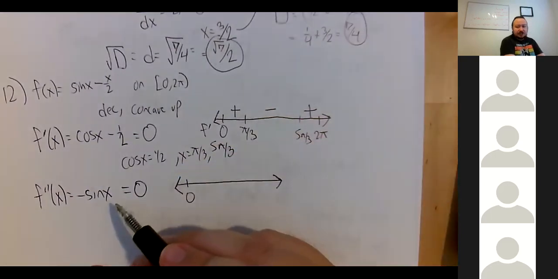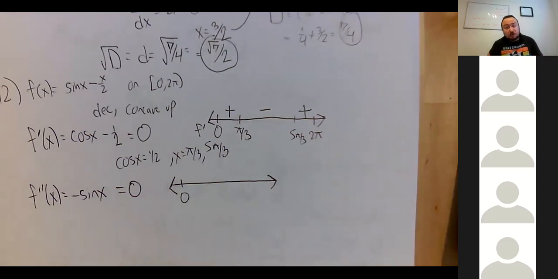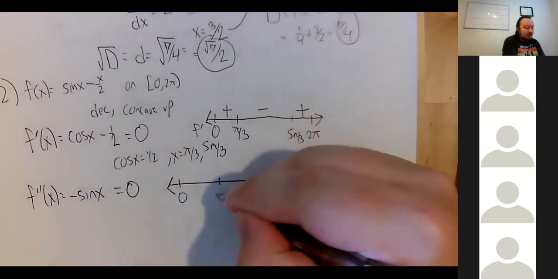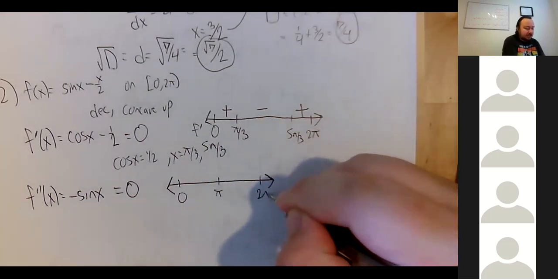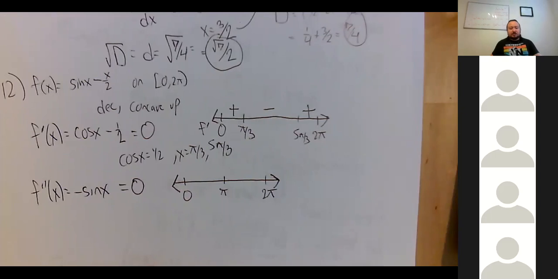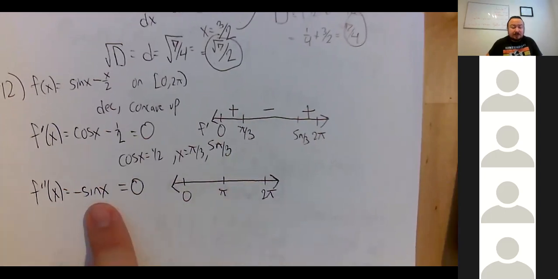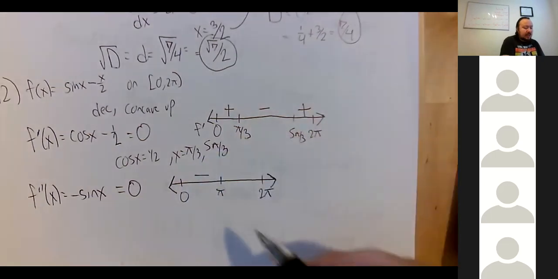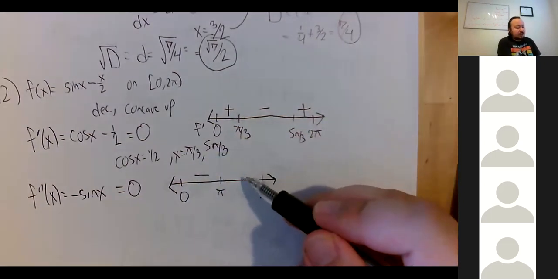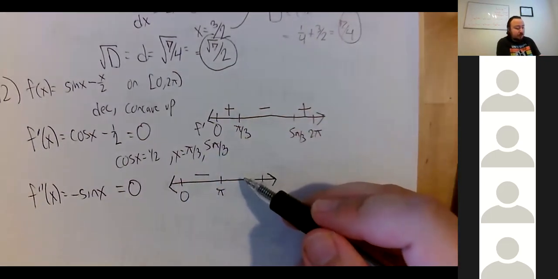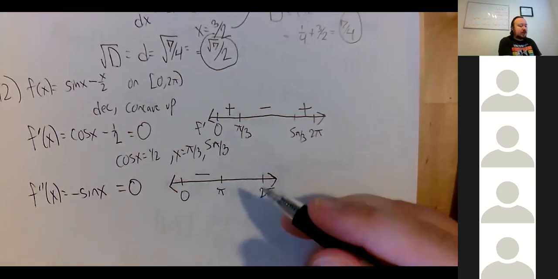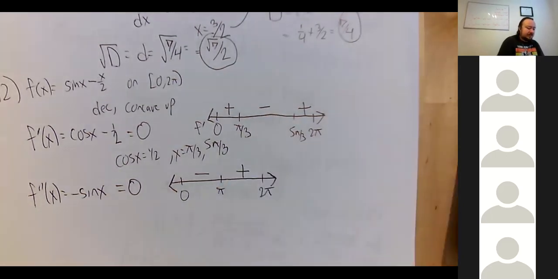So sine is equal to 0 at whole number multiples of pi. So 0, pi, and 2 pi. And we were already going to include 0 and 2 pi because those are our boundaries here. Now if I plug in something in this region, like say pi over 2, negative sine of pi over 2 is negative 1, so you have negative. And then afterwards, we plug in something like maybe 3 pi over 2 into here. Negative 1 would be positive.